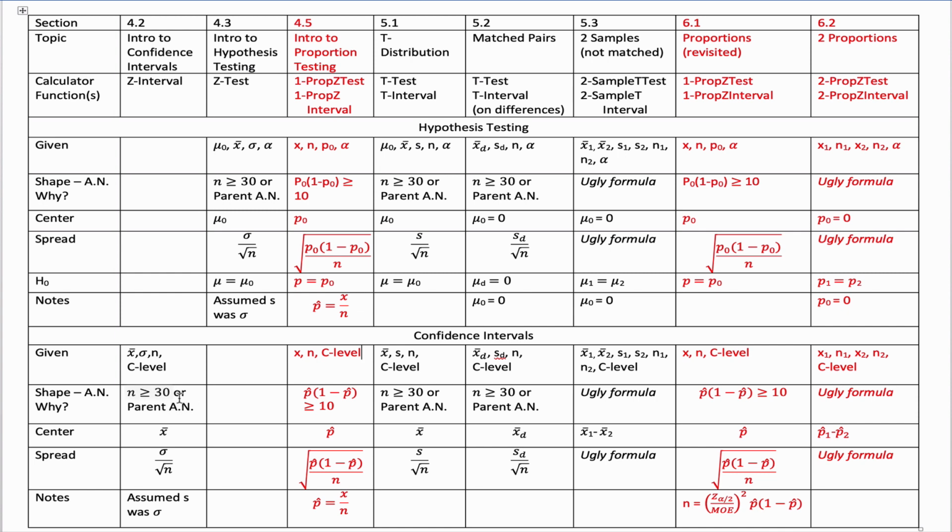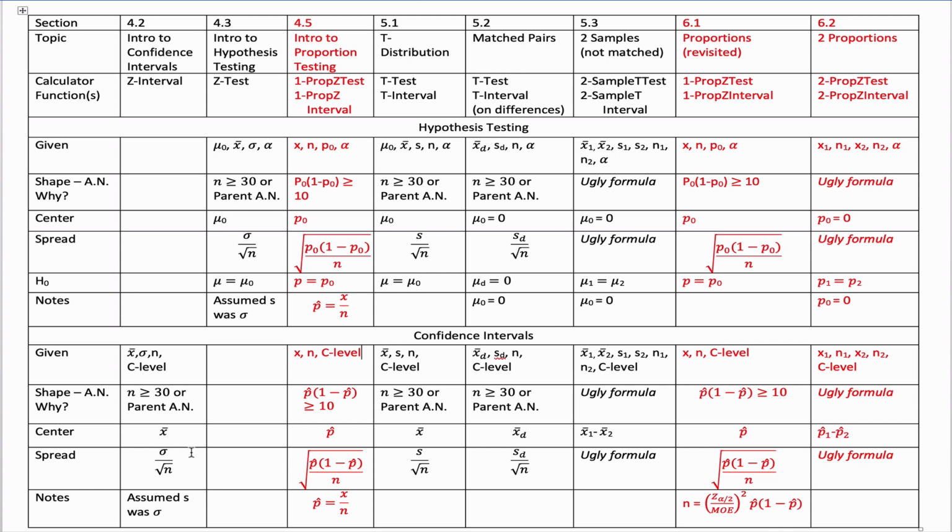So either one of these two things happened. That told us the shape was approximately normal. It told us that we could use this z distribution because we had sigma and not s. And since it's a z distribution looking for a confidence interval, we used a z interval. This information was given, which was exactly what went into this calculator function.